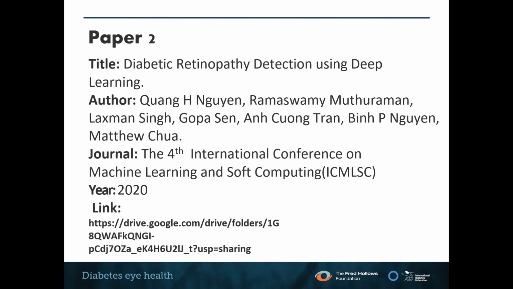Coming to the next paper, paper 2, title of the paper is Diabetic Retinopathy Detection Using Deep Learning. Authors are Kwang, Ramaswamy Muthuraman, Lakshman Singh, Gopa Sen, An Tran, Bin Mathway Chow. Journal, the Fourth International Conference on Machine Learning and Soft Computing. Year of publication is 2020.